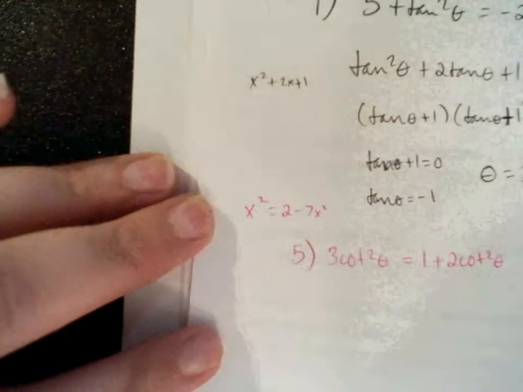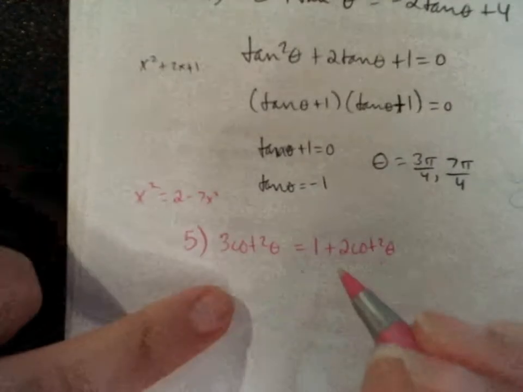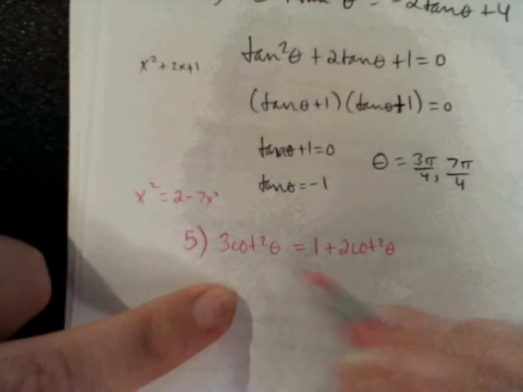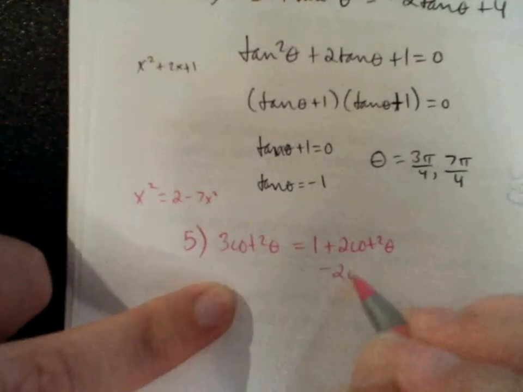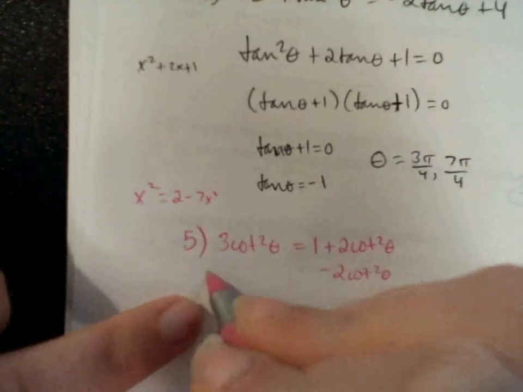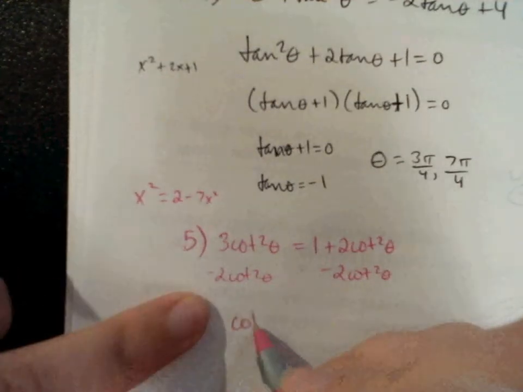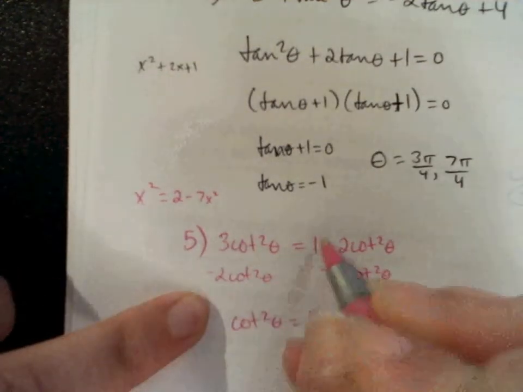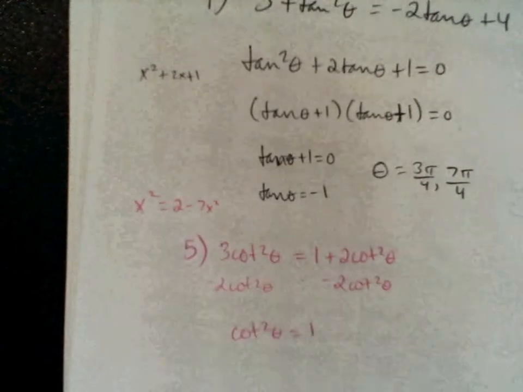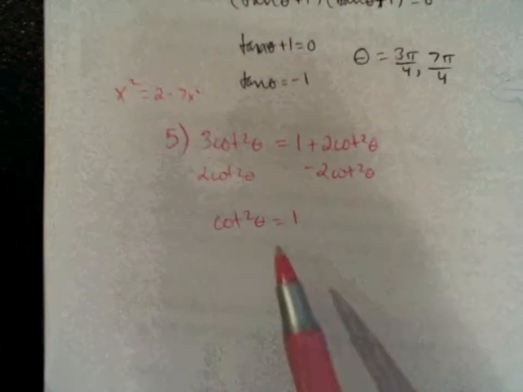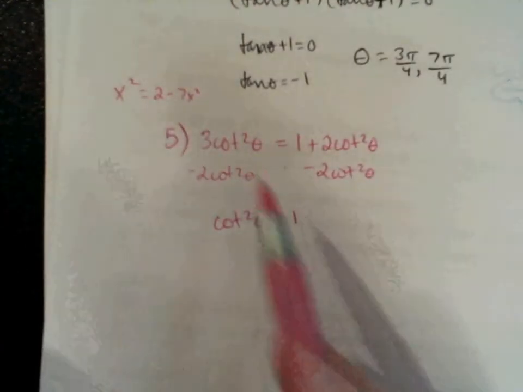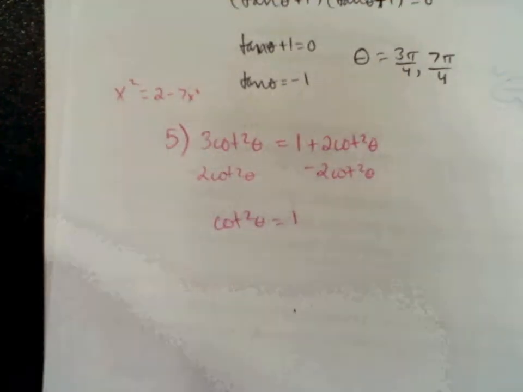I'm going to subtract 2 cotangent squared from both sides. So if I subtract 2 cotangent squared, then what I'm left with is 1 cotangent squared, so just cotangent squared equals 1. I'm just going to bring the constant down. Now you could say minus 1 equals 0 and move that over as well, but you're just going to move it right back over, so no real point.